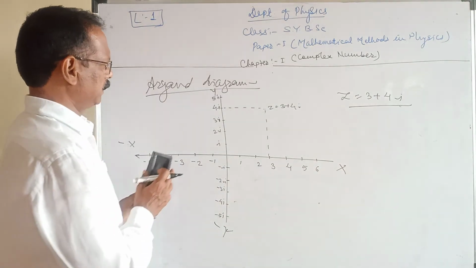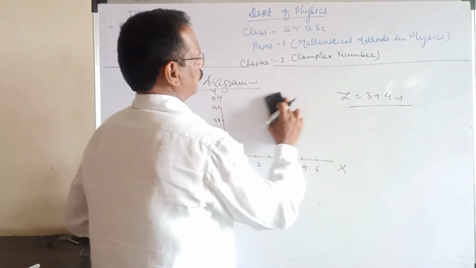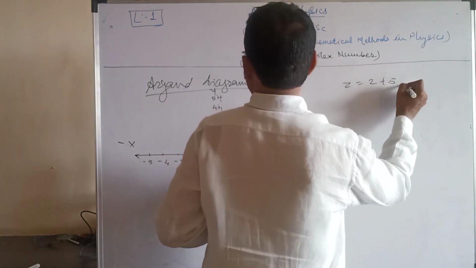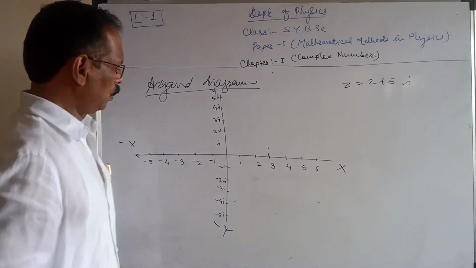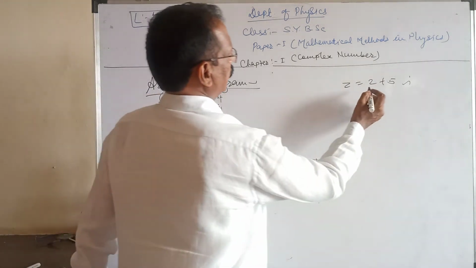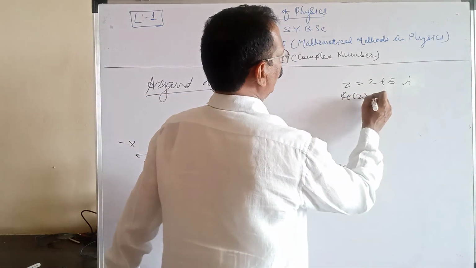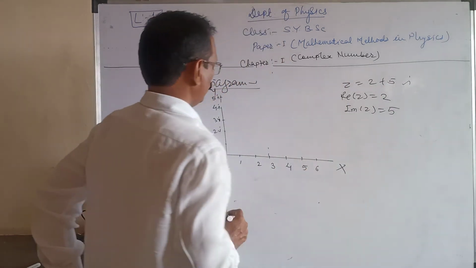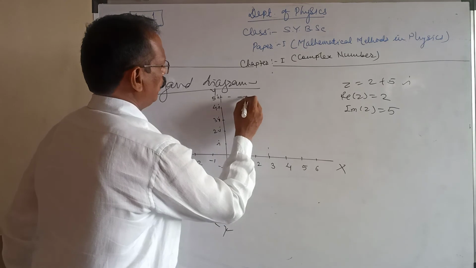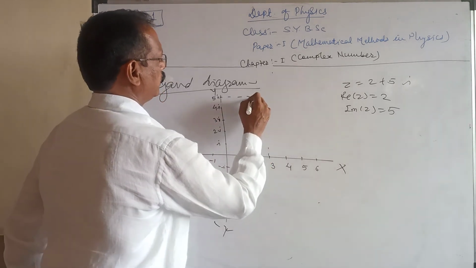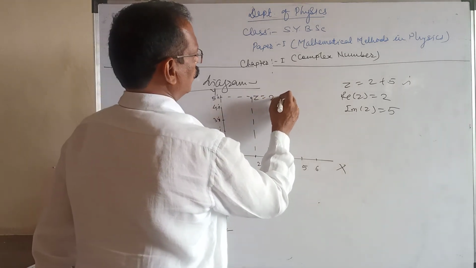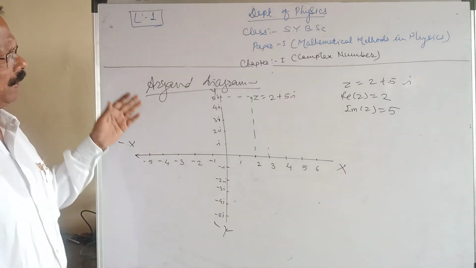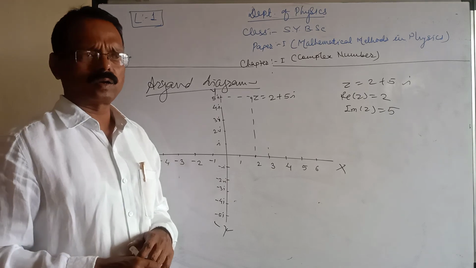For the sake of simplicity we can take another number. Suppose z is equal to 2 plus 5i. How can we plot it? 2 is the real part of z and 5 is the imaginary part of z. So it is 2 and 5, and we can plot this number. In this case z is equal to 2 plus 5i. Negative numbers we can see also. It is very simple. This is all about the Argand diagram.